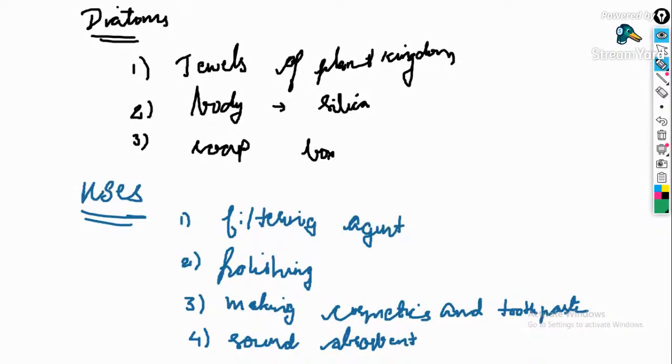Okay, fine. Moving on to the next point of diatoms: we have discussed that they are jewels of the plant kingdom. Their body is made up of silica. We told that their plant body looks like a soap box, and that soap box consists of two halves. One is known as epitheca, and the second one is known as hypotheca.